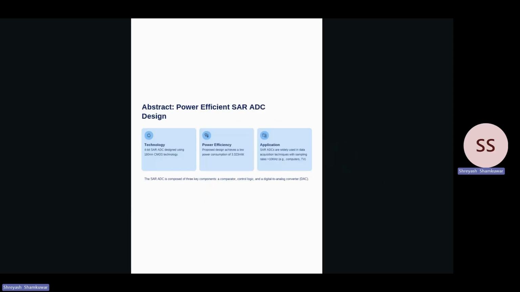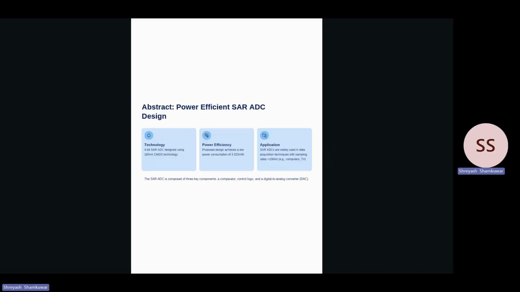Abstract. Before we dive into the technical part, our 4-bit SAR ADC was implemented using 180 nanometer CMOS technology, and we achieved a power consumption of just 3.3 milliwatts. This is significantly smaller than the around 50 milliwatts consumed earlier. SAR ADCs are very useful in data acquisition systems such as computers, televisions, and other electronics that operate at a sampling rate of about 10 kHz.